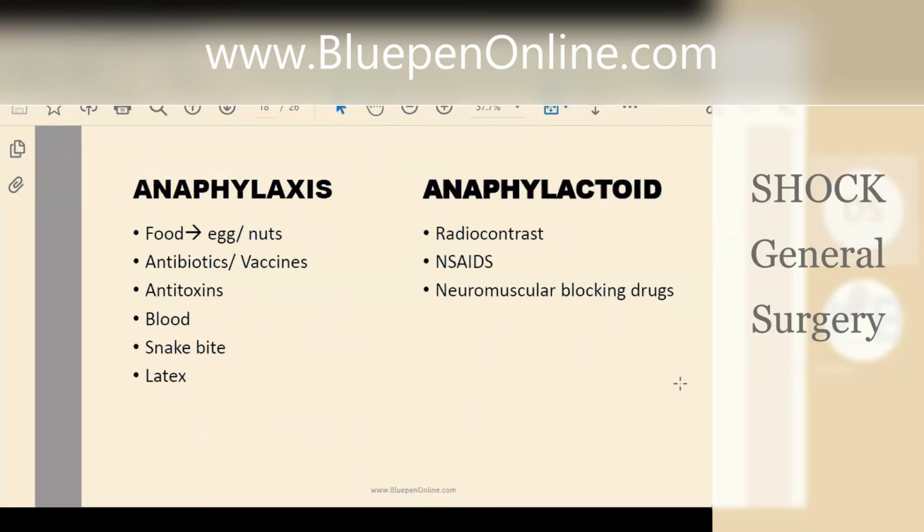In anaphylaxis, it is commonly seen with food like eggs, nuts, then antibiotics or vaccines, then antitoxins, then blood, then snake bite, latex. Whereas anaphylactoid reactions are seen mainly with radiocontrast dyes which are used during the CT scan or the MRI scan, then NSAIDs, and neuromuscular blocking drugs.